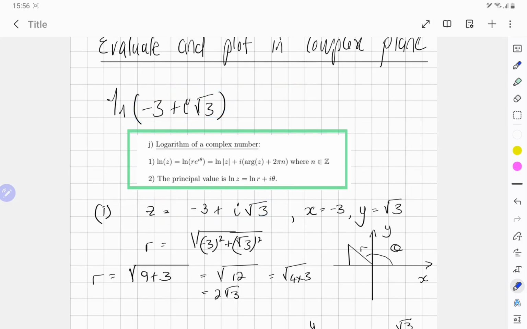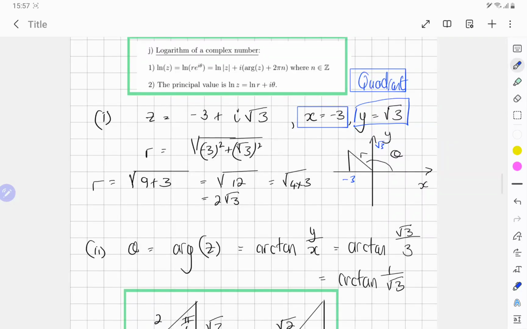It's very important which quadrant you're working in. Since x is -3 and y is √3, so x negative, y positive, we are working in quadrant 2. So just remember, to get an angle in quadrant 2, we will always say pi minus your acute reference angle.